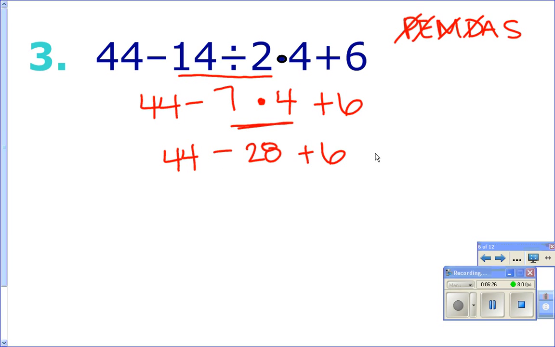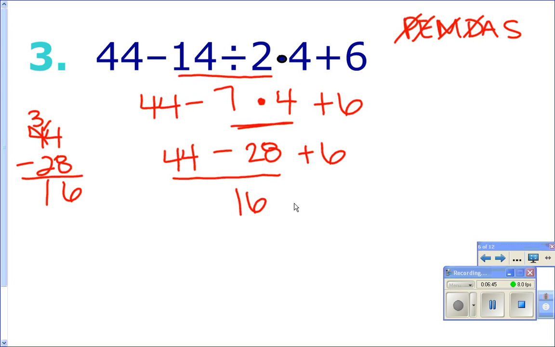Now we have add and subtract. Remember, for adding and subtracting, you go from left to right again. So we have subtraction first. 44 minus 28. Okay, so you can subtract that. Borrow: 14 minus 8 is 6. 3 minus 2 is 1. So we have 16 plus 6, bringing that down. And last step is 16 plus 6, which is 22. That is your answer for this one.